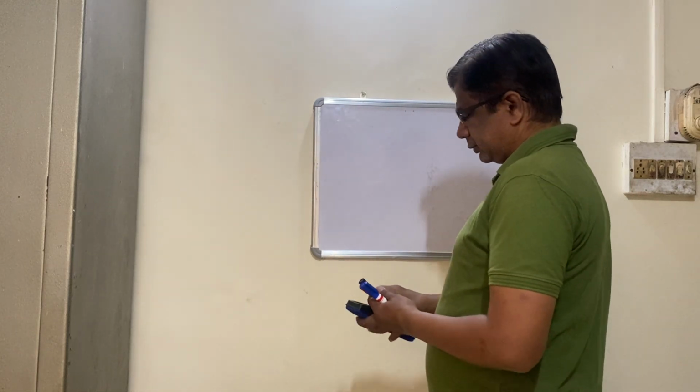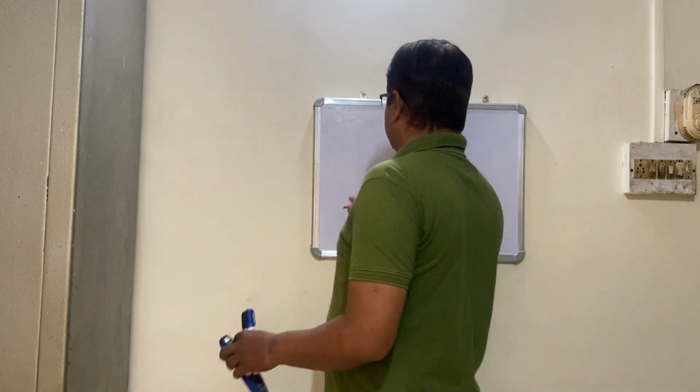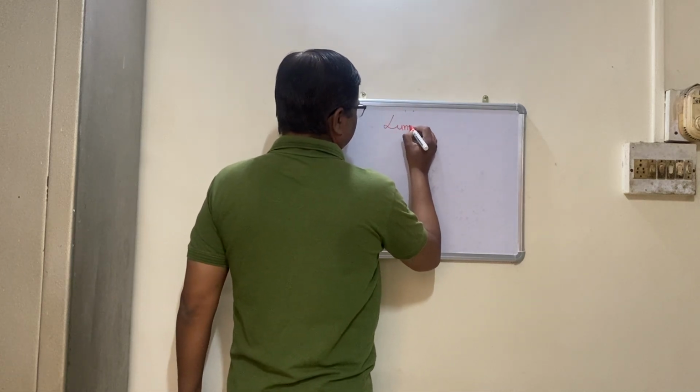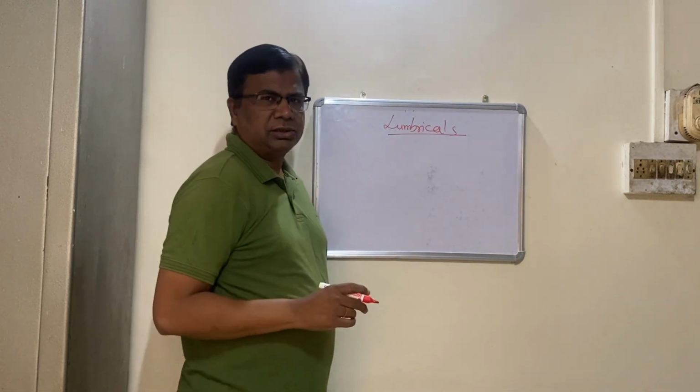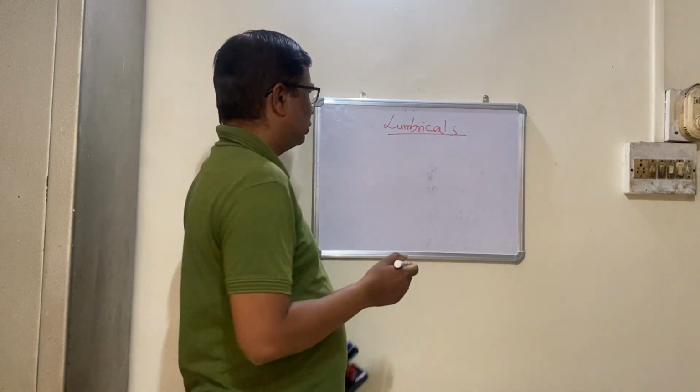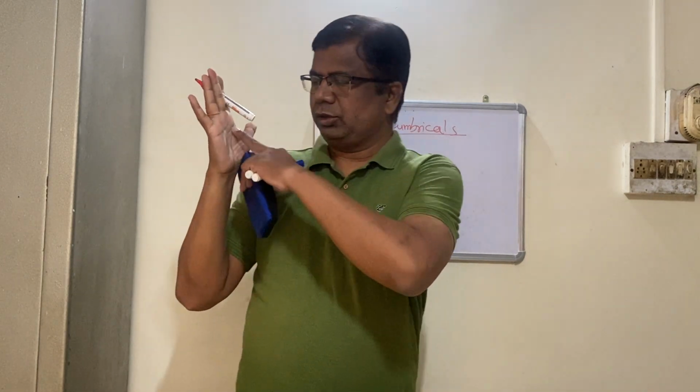Now, next group of muscles you will have what? You will have lumbricals. Now this is very interesting to understand. Now lumbricals, or some people call them lumbricals also. These muscles are here. You will have the muscles. These muscles are there in the center of the palm.